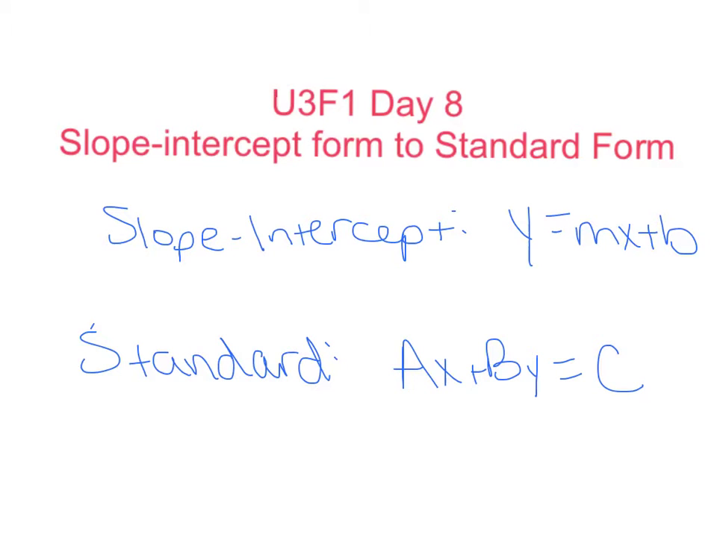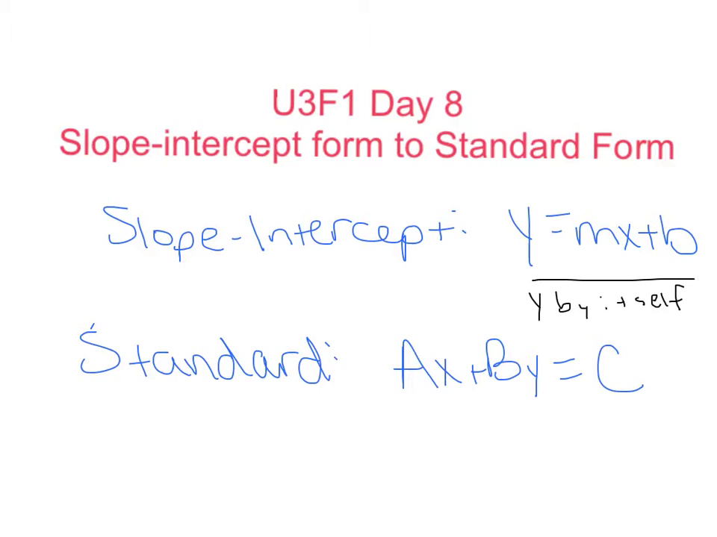Unit 3, Formative 1, Day 8, slope-intercept form to standard form. So to do this, we need to remember that slope-intercept form is y equals mx plus b. If you look, y is by itself. That's how you know it's in slope-intercept form, when it's by itself. The m is in front of the x, the b is the last number.